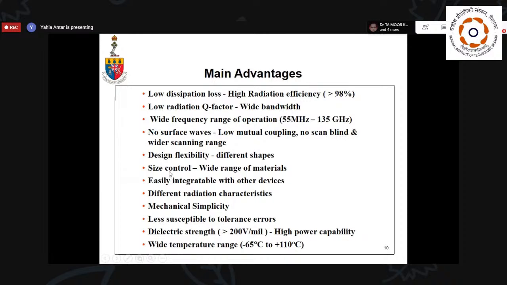The size control, you can use various epsilons, so you can actually have bigger or smaller size. Well, this is a bit of a lie here. It's not easy, but you can integrate it with other devices, and I'll show you examples of that. Radiation characteristics, because you have more freedom in the modes and so on. And so on are the other advantages, as you see here, with the temperature and so on.